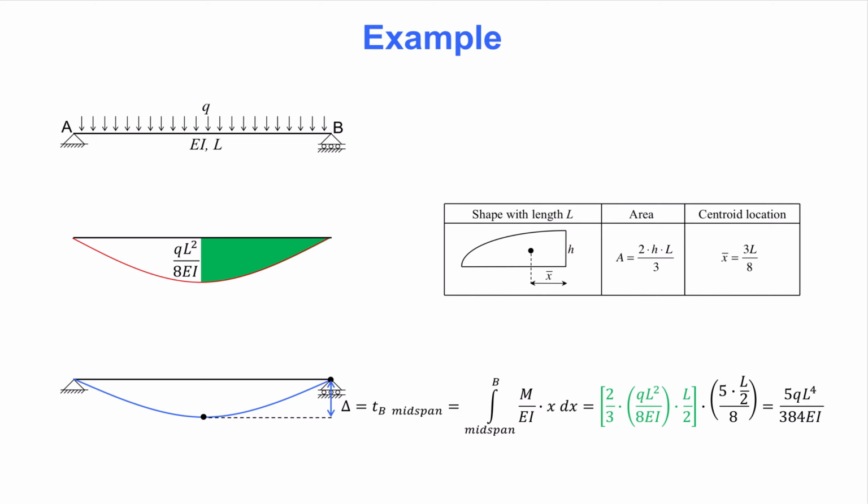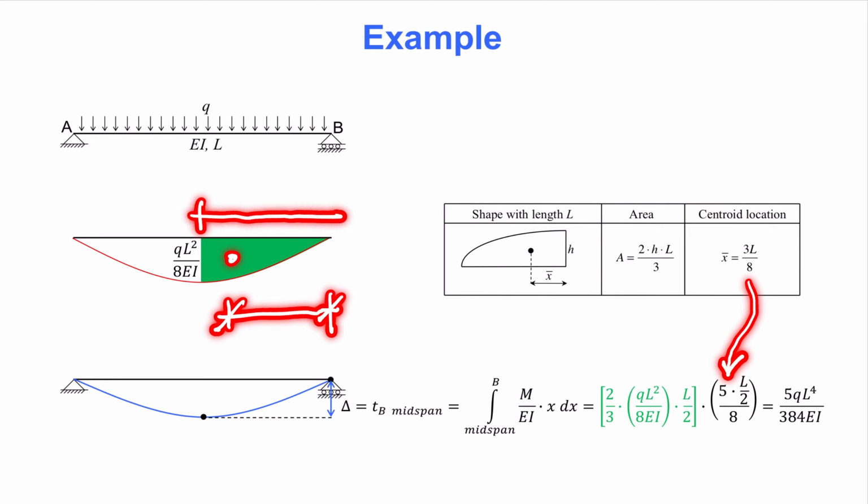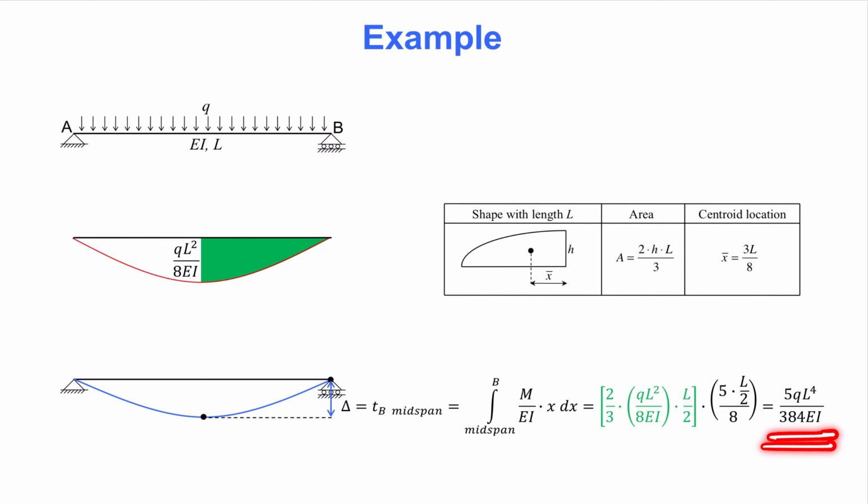The moment arm, x, must always be measured from the location where we have identified the tangential deviation. That means we must use the fraction 5/8 instead of 3/8 when we calculate the moment arm that multiplies the green area. Notice that the length of the portion of the beam that we are considering is L/2. The result shows that the displacement at the middle of a simply supported beam subjected to uniformly distributed load is 5qL⁴/384EI.